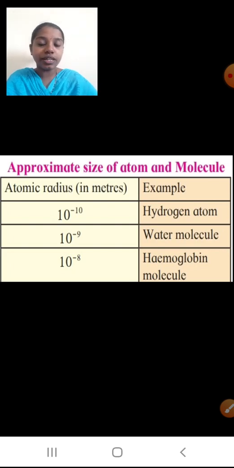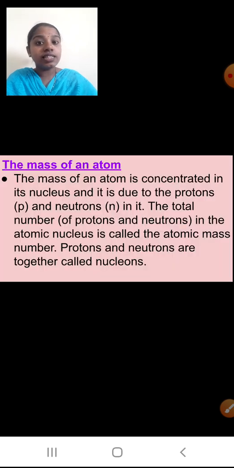Next we are going to study the mass of an atom. Size we have seen, and the size depends upon the radius. Now we are going to study the mass of an atom. The mass of an atom is concentrated in its nucleus and it is due to the protons and neutrons present in it. So because of whom is the mass of an atom?